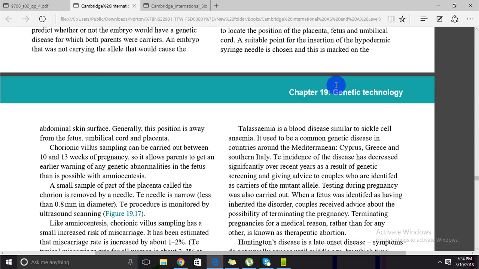Whereas in amniocentesis we use ultrasound to mark the position of insertion as far away from the fetus, the umbilical cord, and the placenta, for chorionic villus sampling we actually have to look towards the placenta, because it's part of the placenta called the chorion which needs to be removed with the help of a very narrow syringe about 0.8 millimeters in diameter. Ultrasound scanning plays a part in both of these.